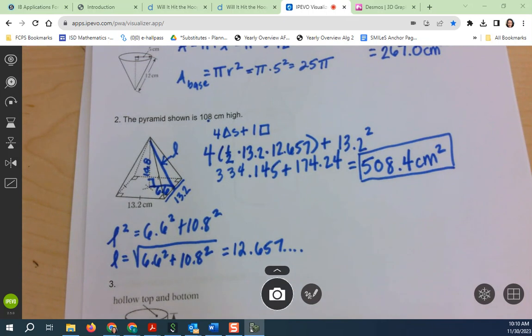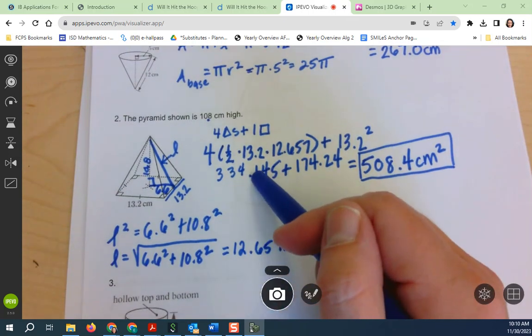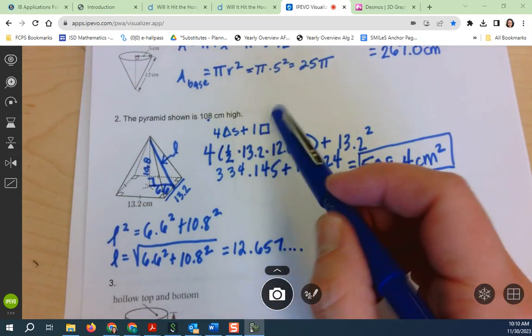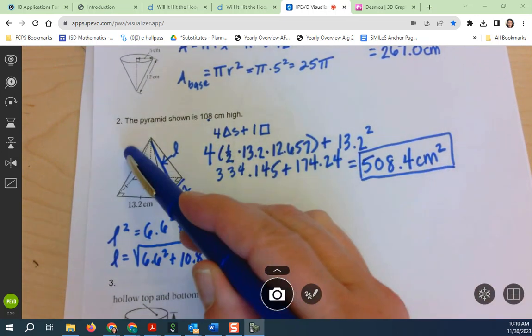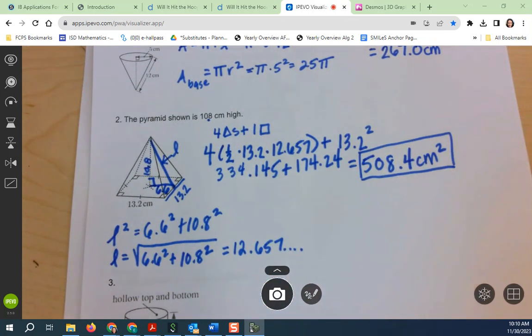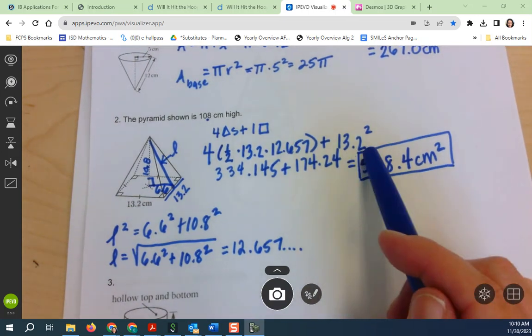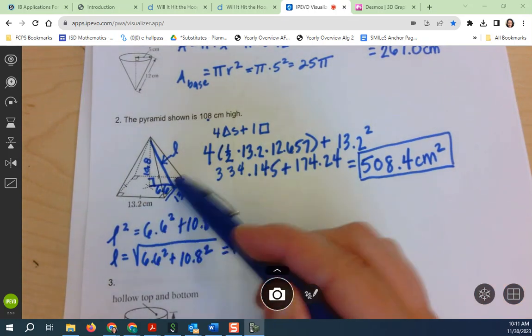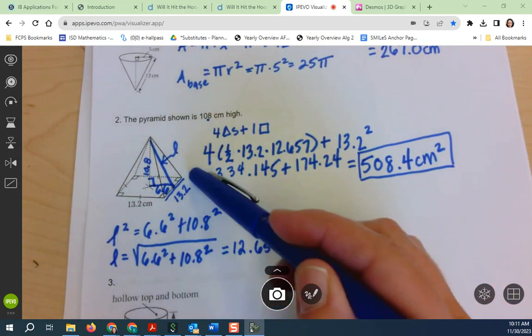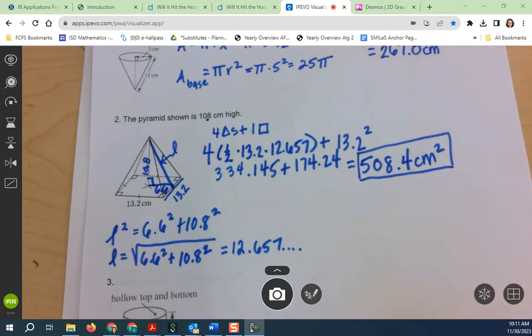Yes? How did you get the 334, 20, all that? I'm trying to find that number. This number here? Yeah. It was 4 of the triangles. So one of the triangles was 83.5. Yeah. And then I multiplied it by 4 because there are 4 sides that are triangles. And then what was the plus 13.2 squared for? So 13.2 squared is the area of the base, because on the bottom it's a square, and so it'd be 13.2 times 13.2. Okay.